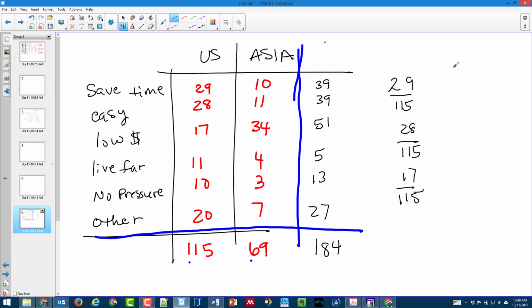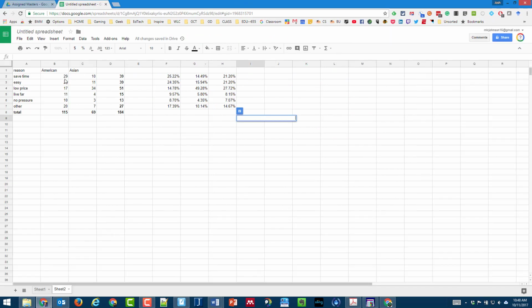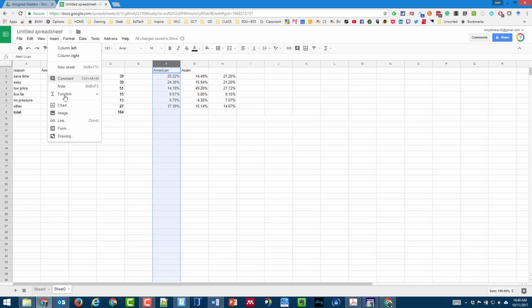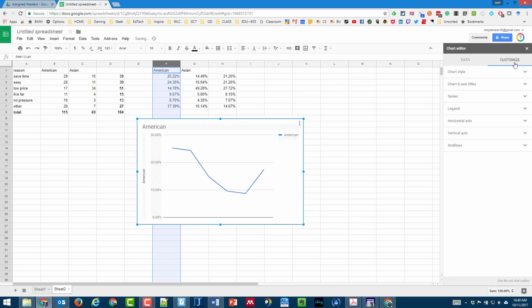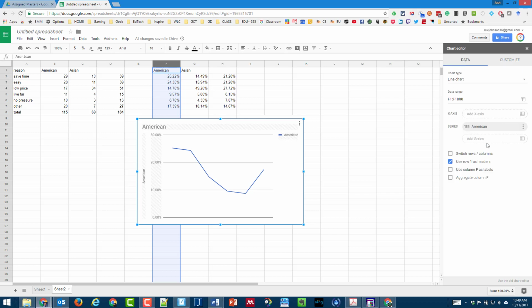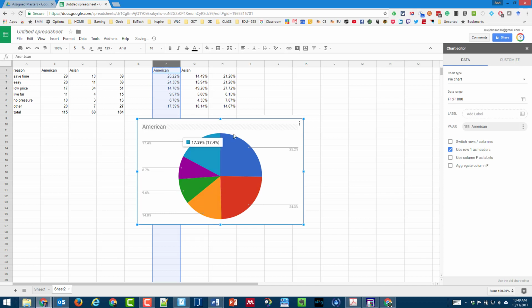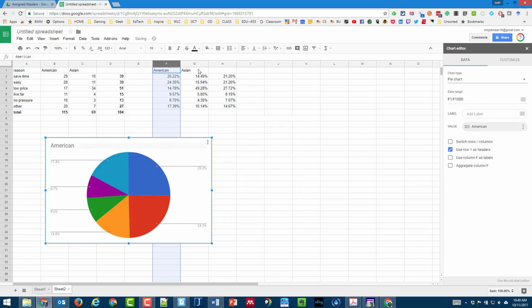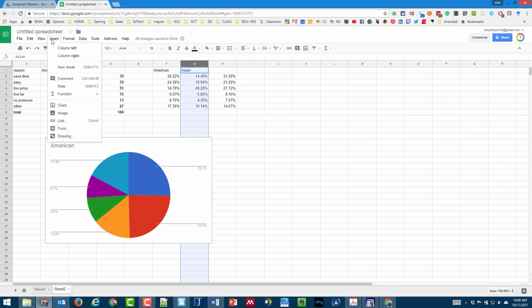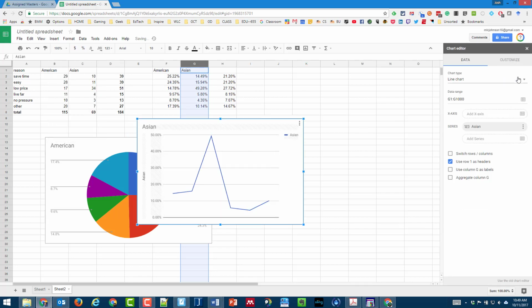I'm going to do the same thing for the Asian students. I did that already, and I basically divided all these things. So here are the percentages for the American students. Here are the percentages for the East Asian students. And it asked me to do a graph of each one. So I'm going to put in a chart. In this case, because it's percentages, and we don't do a lot of them, I'm going to make this a pie chart. And I'm going to do the same thing for the East Asian students.